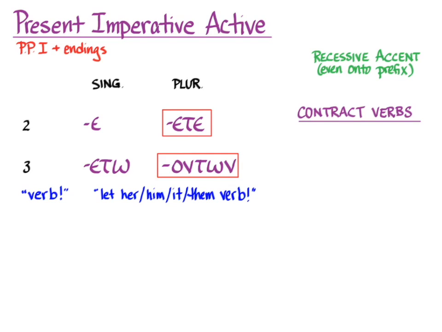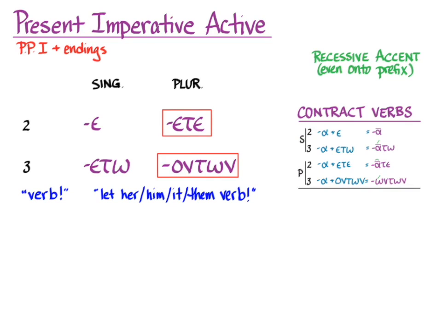So remember, now we also have to look at the variations of these endings for contract verbs. So here are the endings already contracted for alpha contract verbs. So we get α and άτω, άτε and άντων. If the accent is going to fall on the contracted ending, I've gone ahead and put it in there.